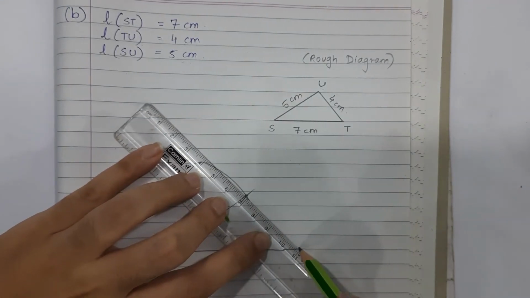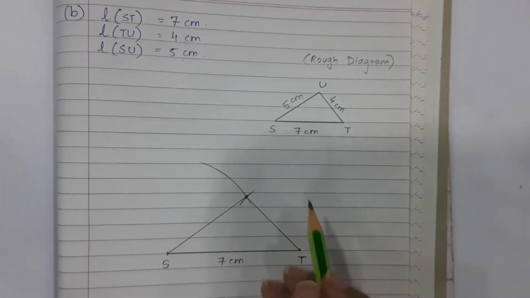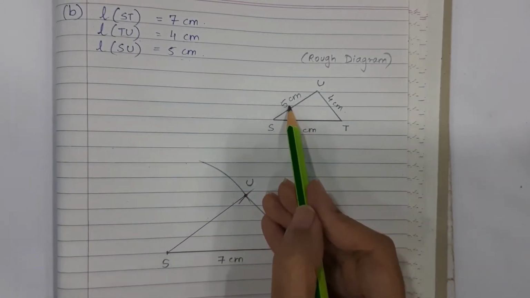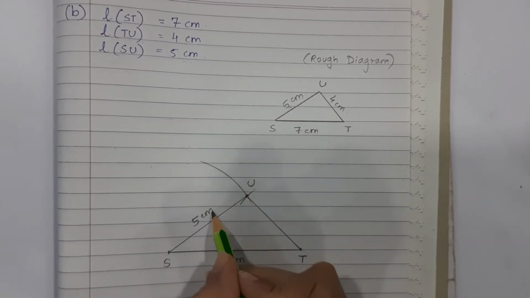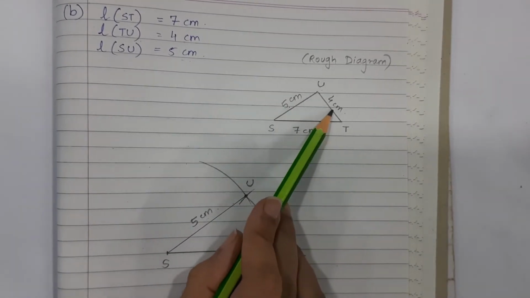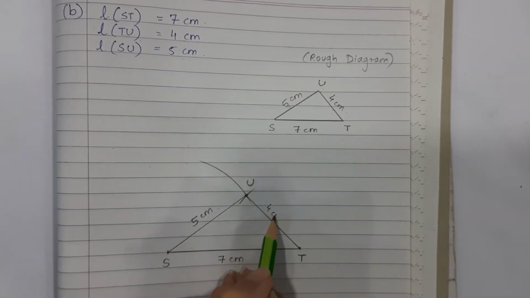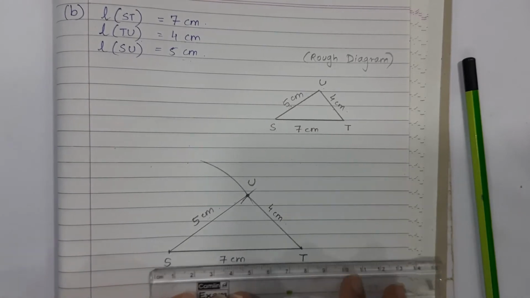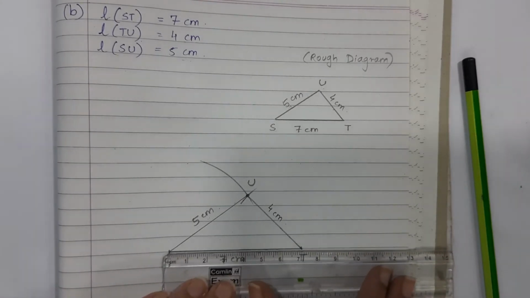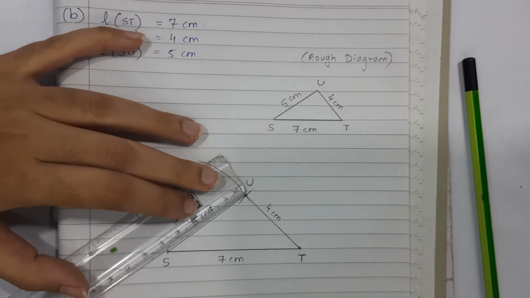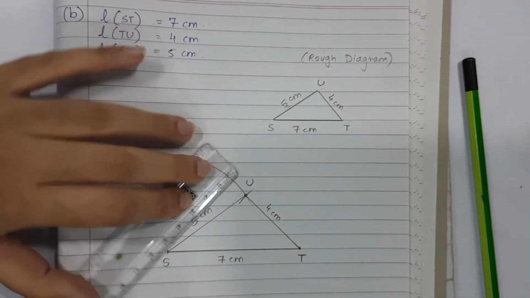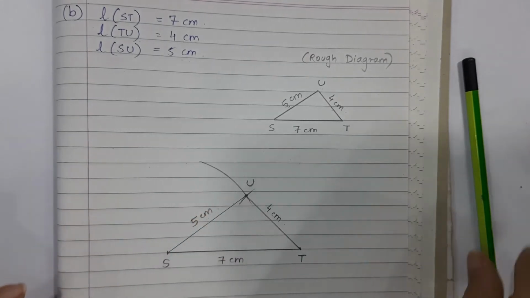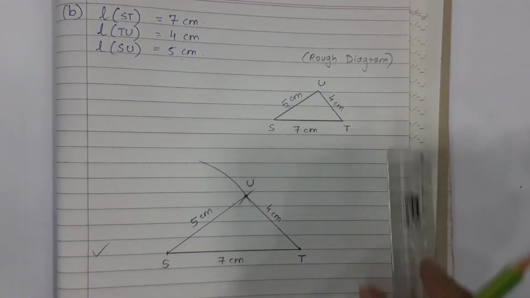So this is how you all are supposed to construct a triangle when in the question they have given all three sides of the triangle. So 5 centimeter, 4 centimeter and 7 centimeter. Let's just check it once again. Base is 7 centimeter, correct. SU we can see is 5 centimeter, correct. And TU we have 4 centimeter, correct. So this is our triangle.